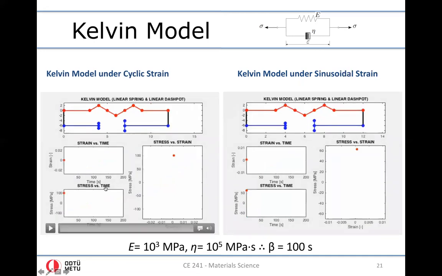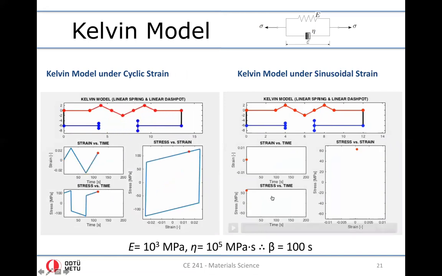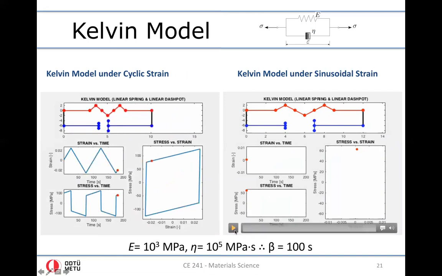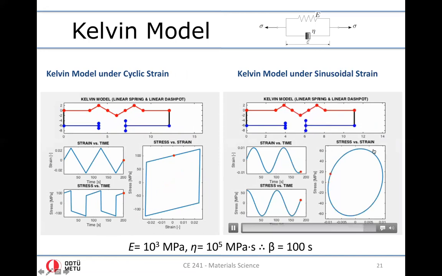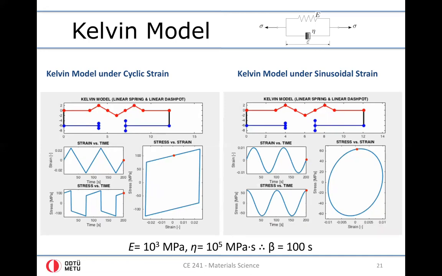So under cyclic loading, we have such a response for the Kelvin model, which is interesting. And for the sinusoidal strain, we have such a response. Remember, in the sinusoidal strain, we have an uninclined, actually perpendicular, circle-like response of the dashpot. The presence of a spring gives you some inclination for that response in the sinusoidal loading. This is also an interesting observation.